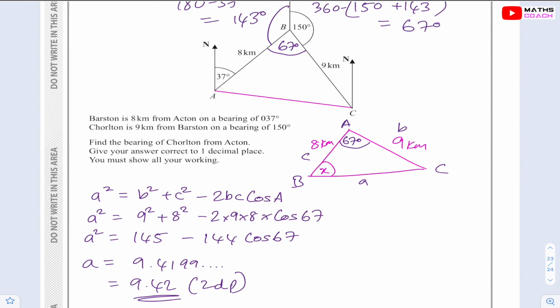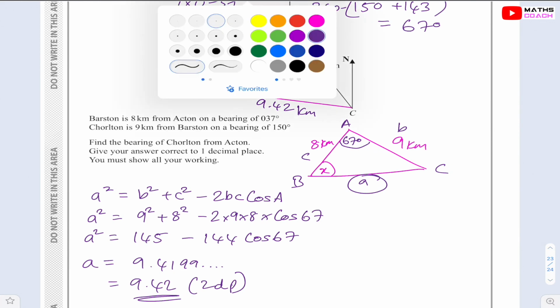So now we know A right there is 9.42. Let's go back to our diagram. 9.42 kilometers. We might as well add it in there as well. Now that we know what A is, we can use our sine rule to find this important angle, which represents that, remember. Okay, so let's apply our sine rule now.